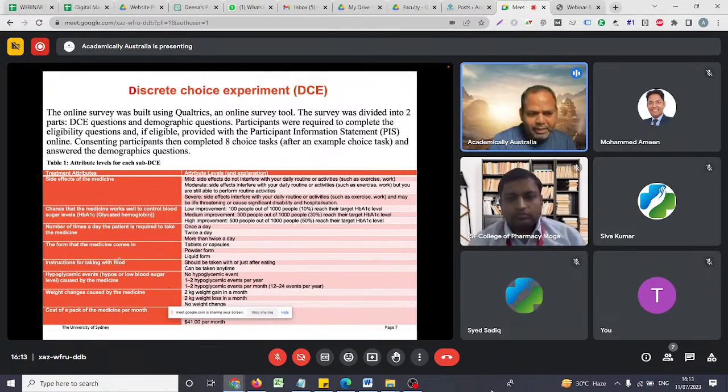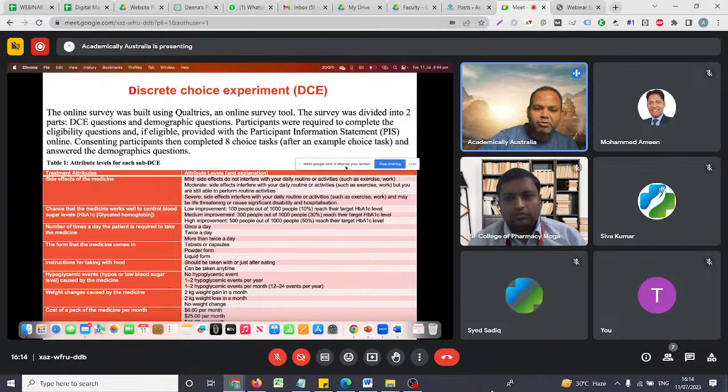Hypoglycemic events are also a very important factor in diabetes. And weight changes. As you know, a lot of diabetes medications increase body weight. We also see this as an important factor. And of course, the cost is also an important factor, especially for many low and middle income countries. So we also gave them these as the factors.